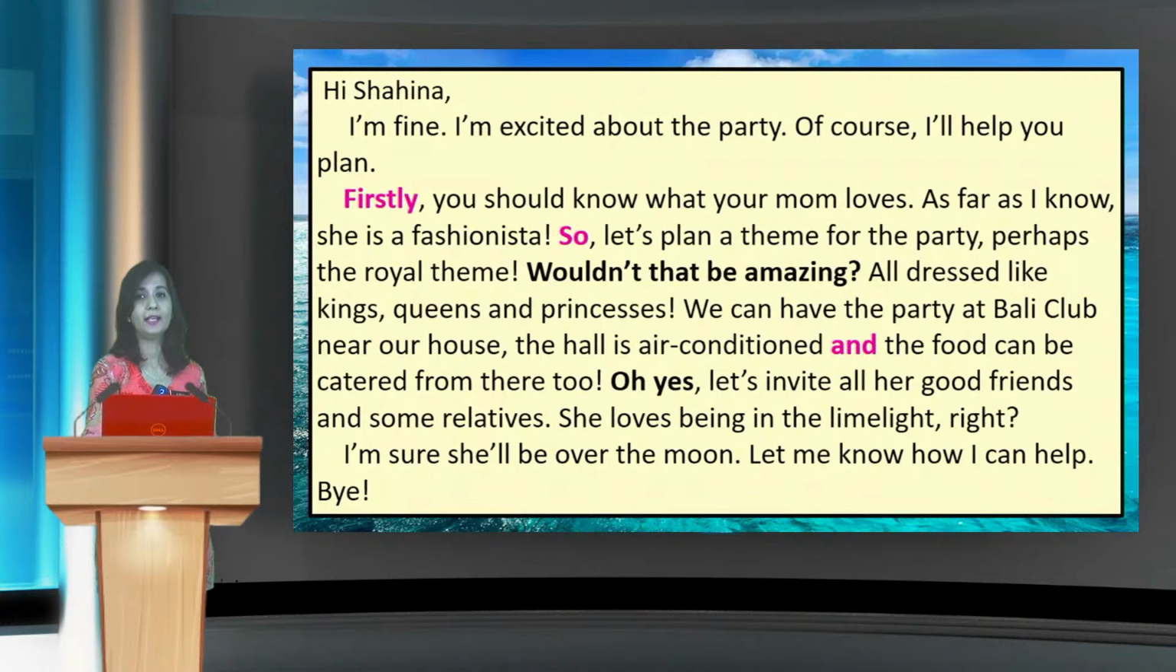So, let's plan a theme for the party. Perhaps the royal theme. Wouldn't that be amazing? All dressed like kings, queens and princesses. We can have the party at Bali Club near our house. The hall is air conditioned and the food can be catered from there too. Oh yes, let's invite all her good friends and some relatives. She loves being in the limelight, right?